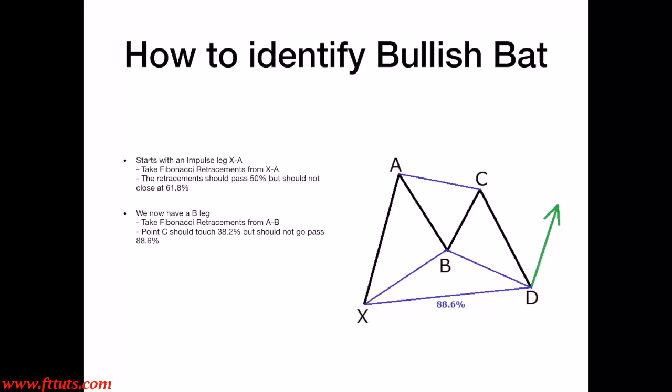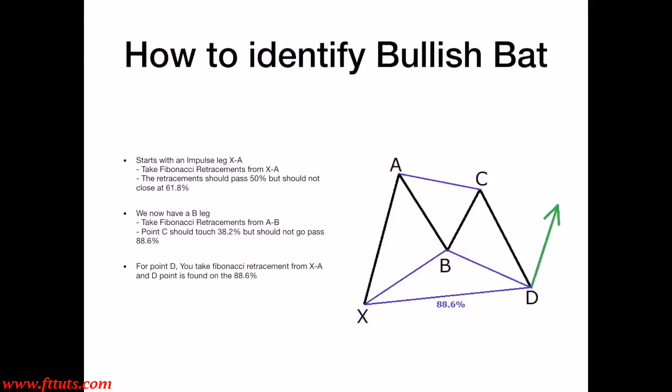Now you have the C leg. And then for D, it is your entry, obviously. For D, you take the Fibonacci retracement from X to A, and then the D point is found on the 88.6. Do you see how different it is compared to the Gartley pattern?